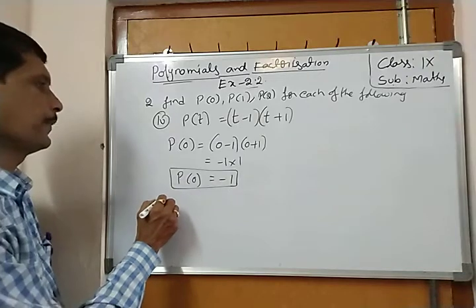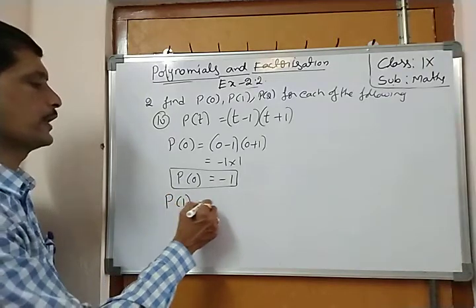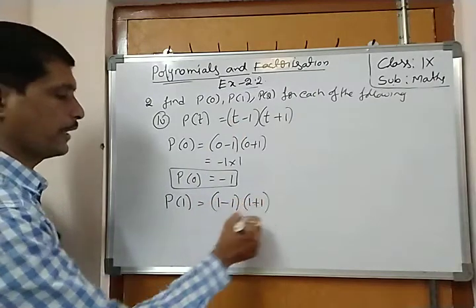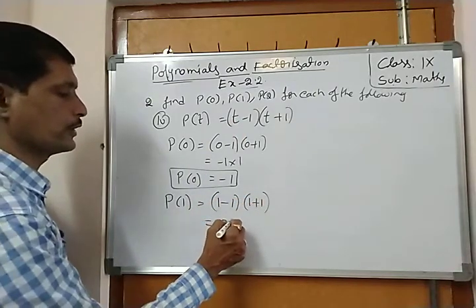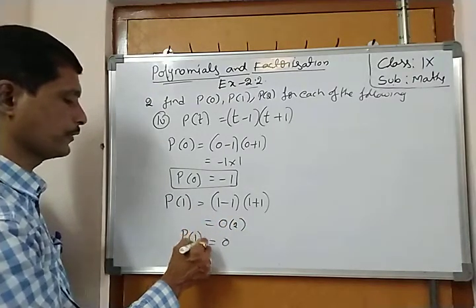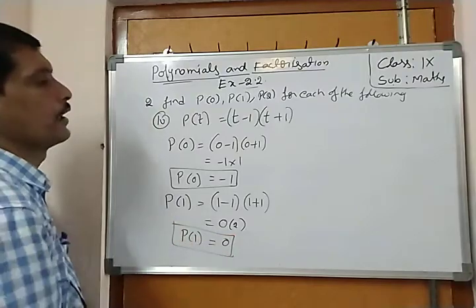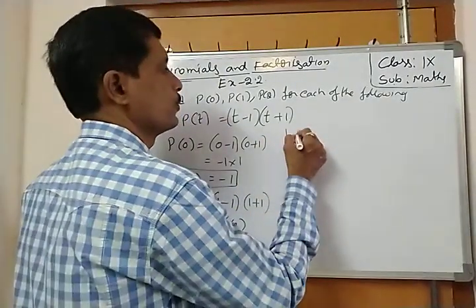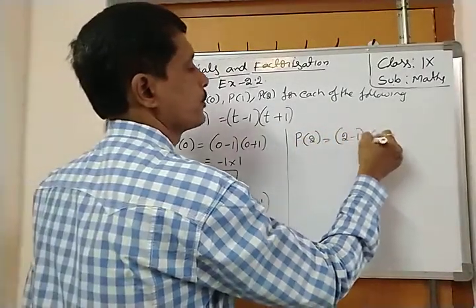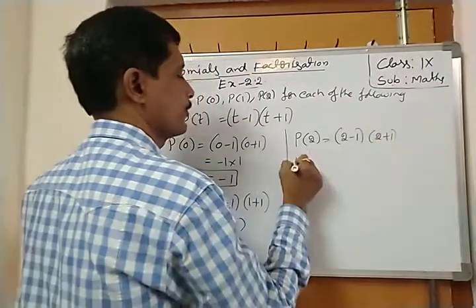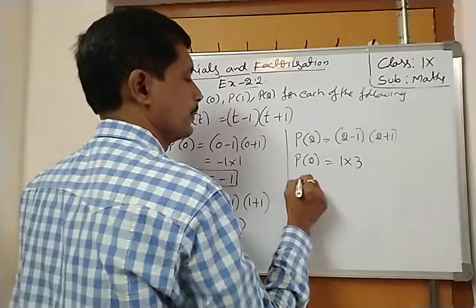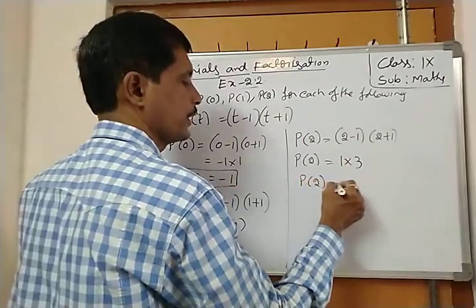Next one is P of 1. Therefore that is 1 minus 1 into 1 plus 1. Here 1 minus 1 is 0, 0 into 2, 0 into anything is 0 only. P of 1 equals 0. Next one is P of 2. P of 2 equal to 2 minus 1 into 2 plus 1. Therefore P of 2 equal to 2 minus 1, that is 1, into 3. P of 2 equal to 3.